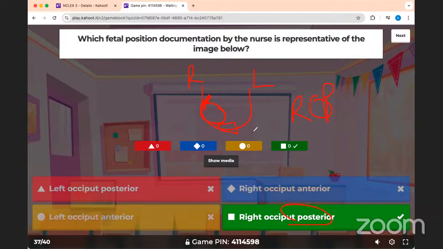Right occiput anterior means on the right side, but the baby is touching here like that. Left occiput posterior is the left side of the mother, using the posterior aspect and touching the posterior aspect of the baby. And then this is the left occiput anterior, like that. The transverse one is the axial spine here. But these are the positions you should be familiar with.